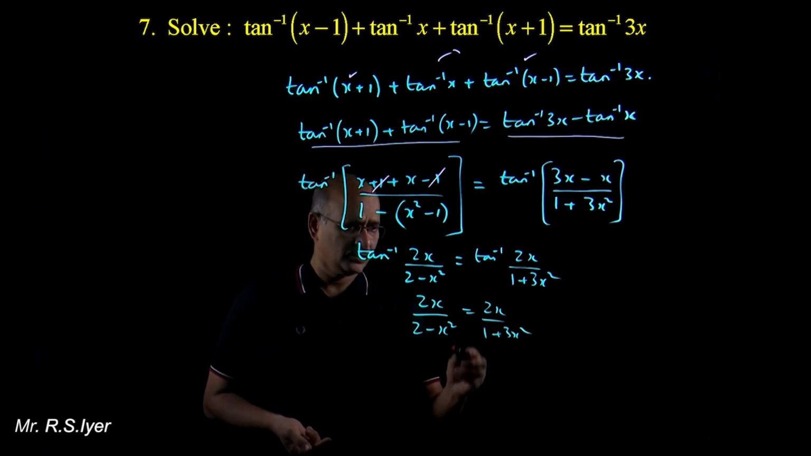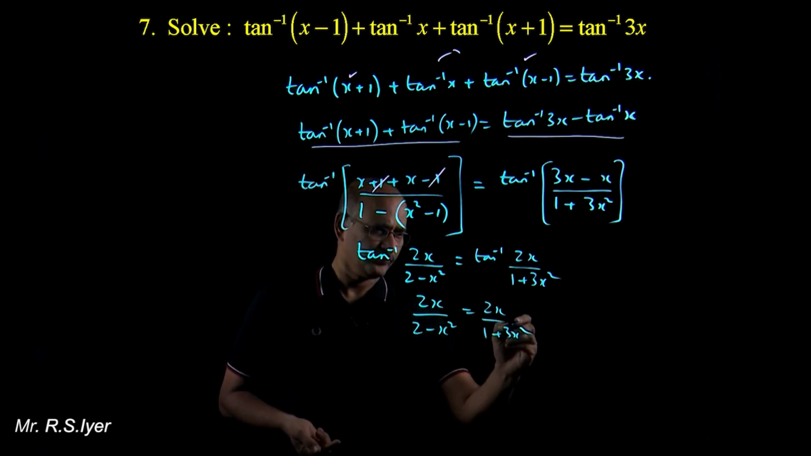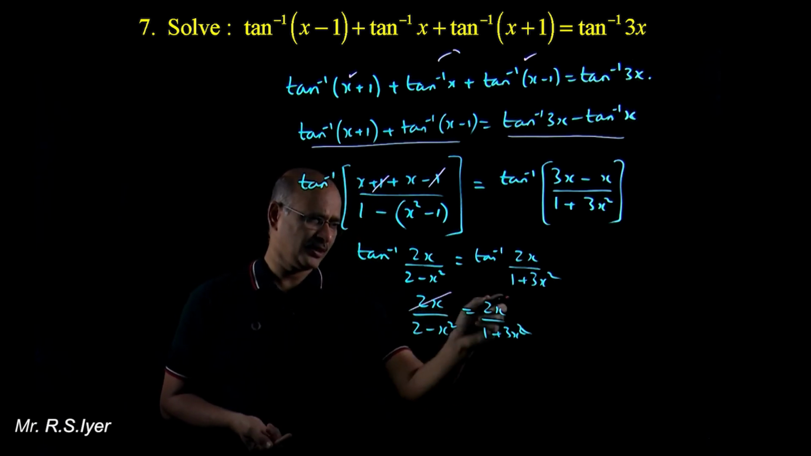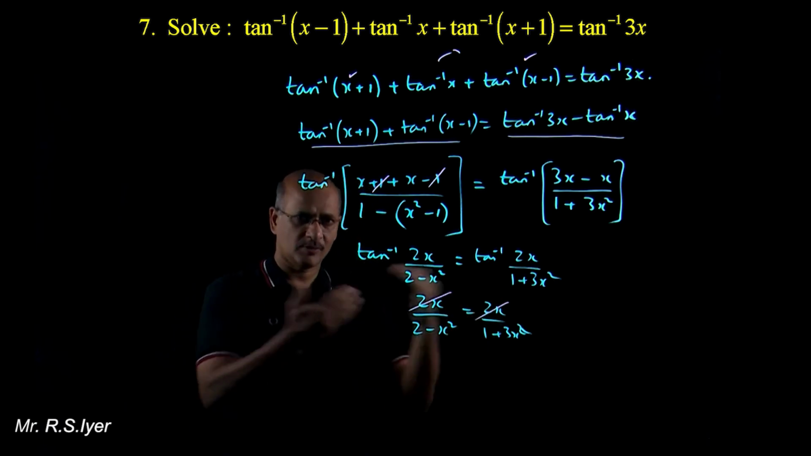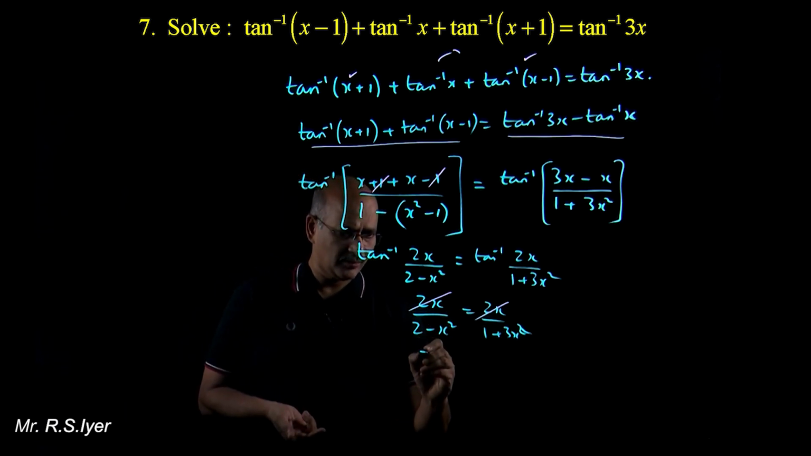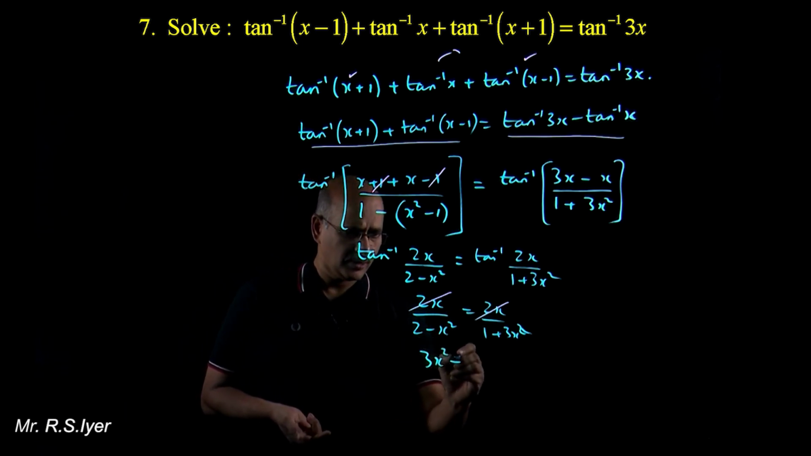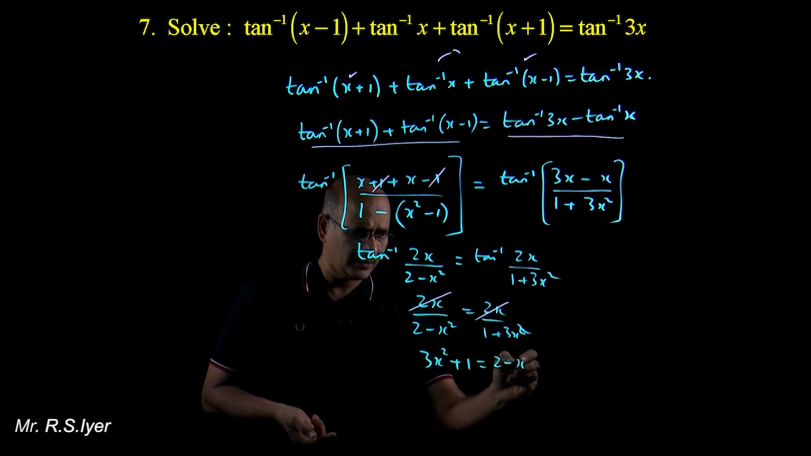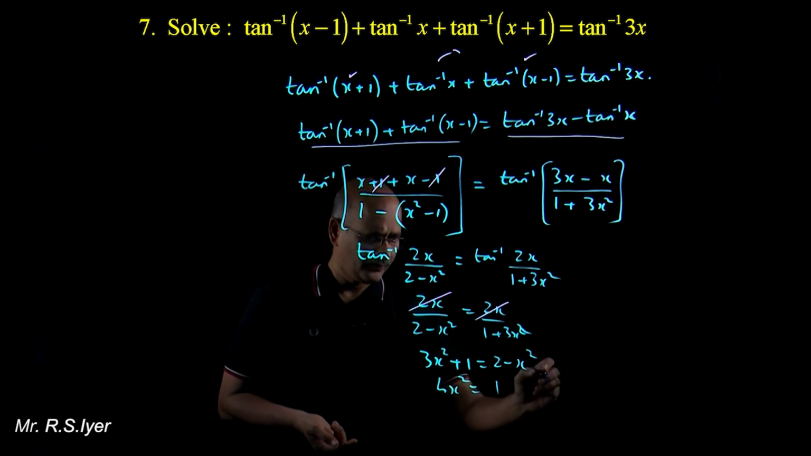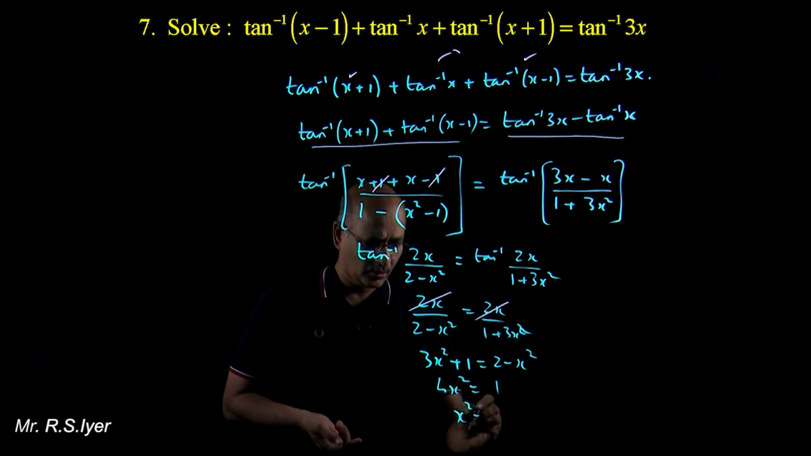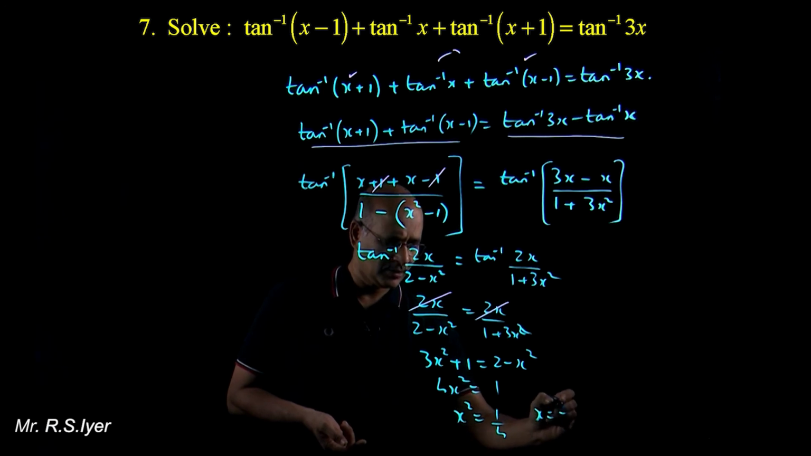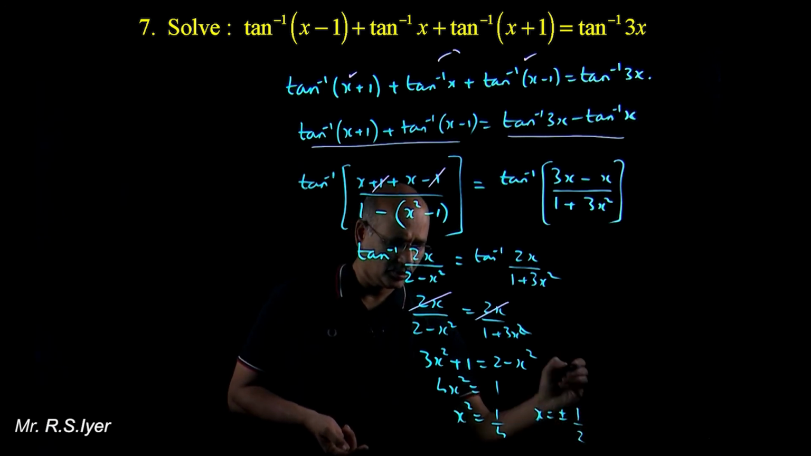So what you can do is, now what I am going to do is I am just going to eliminate this 2x part completely, and cross multiply, and that's the working is done. So what will happen now, this will become 3x square plus 1 is equal to 2 minus x square, 4x square is equal to 1. So x square is equal to 1 by 4. So x is nothing but plus or minus 1 by 2.